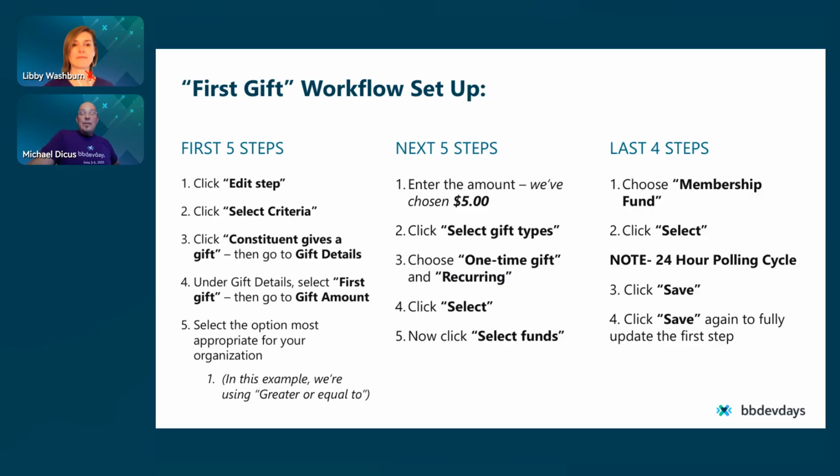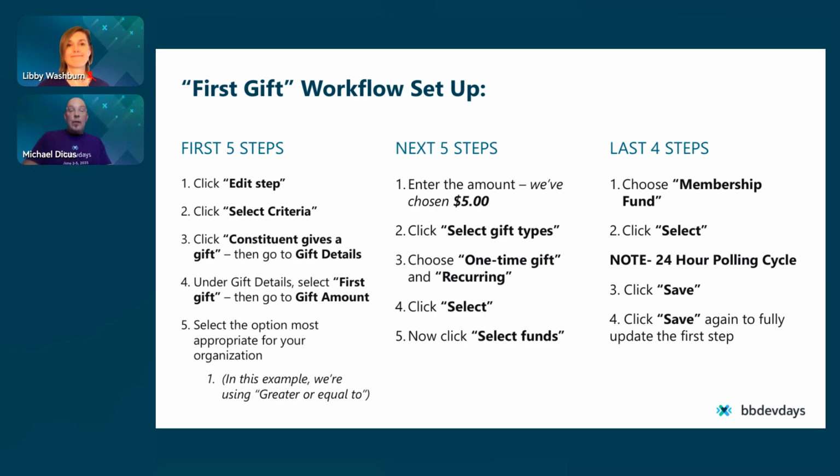So for your workflow setup for the gift, we want to click Edit Step. 2, we want to click Select Criteria. 3, we want to click Constituent Gives a Gift, and then go to Gift Details. 4, under Gift Details, select First Gift. And again, this should make sense. We're only asking the flow to trigger and send an email to only first gifts. So that's already isolating our group of folks.